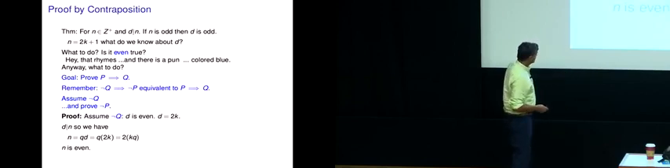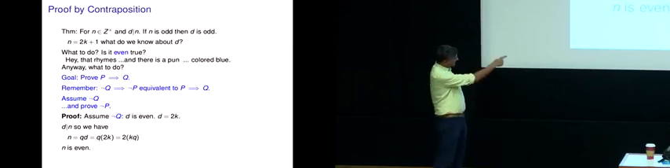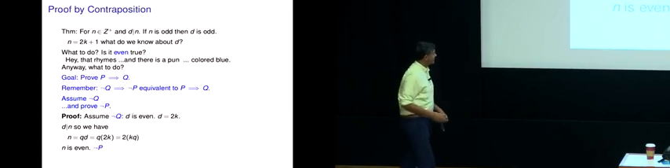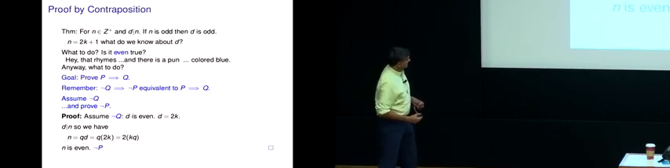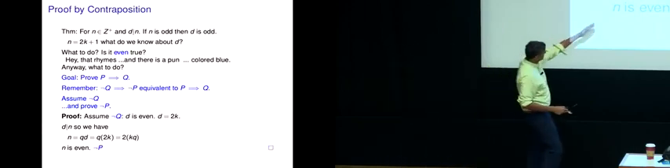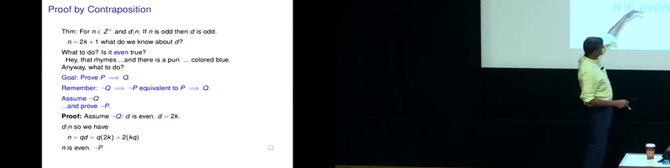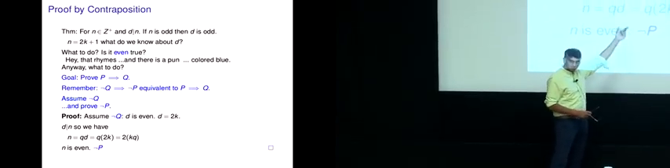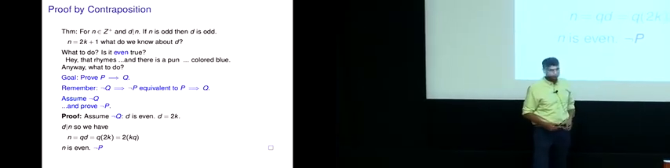So n is even, right? Because now n is a multiple of 2. Which is not P. So again, we started with not Q as our assumption. We did some argument in the middle, and we have obtained a statement which was not P. So not Q implied not P.